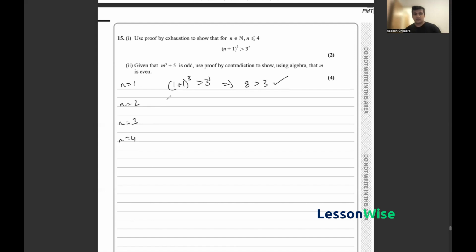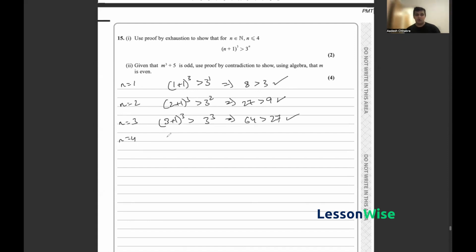For n equals 2, we have to do the exact same thing. (2 + 1)^3. Is that greater than 3 squared? Well, 3 cubed is 27. Is that greater than 9? Yes, it is. Same thing for 3. We have (3 + 1)^3. Is that greater than 3 cubed? Yes, it would be, because 64 is greater than 27.